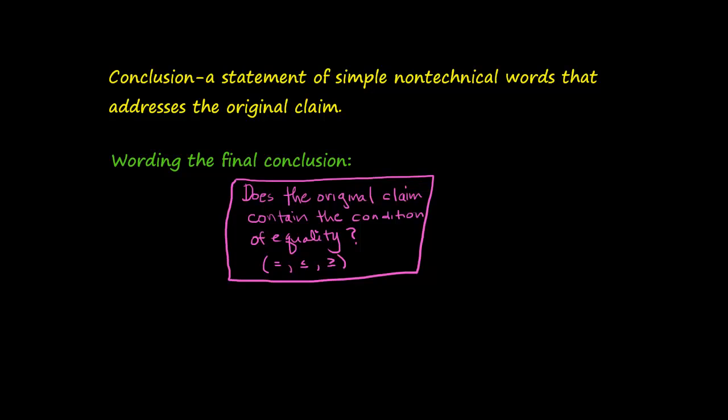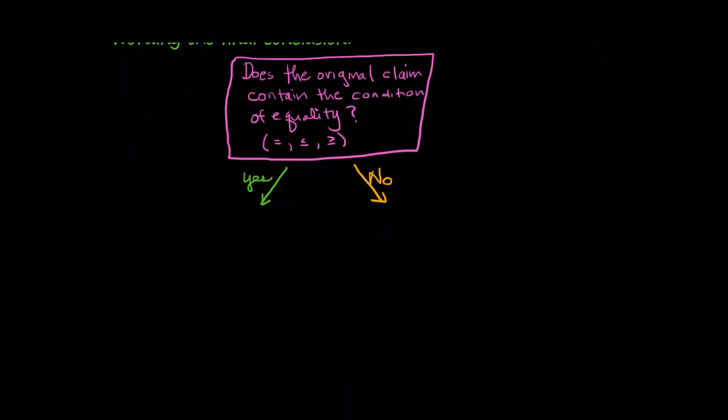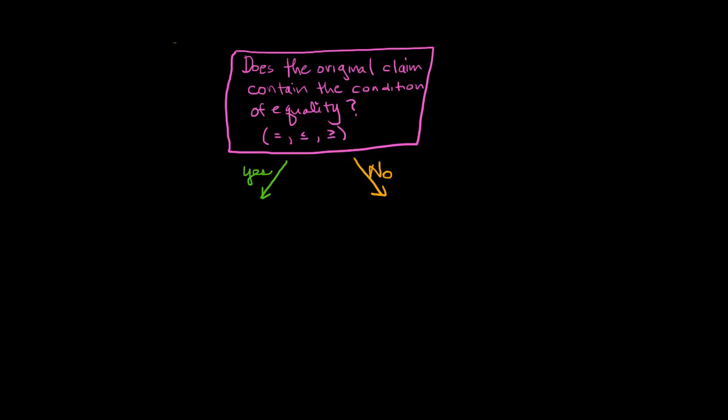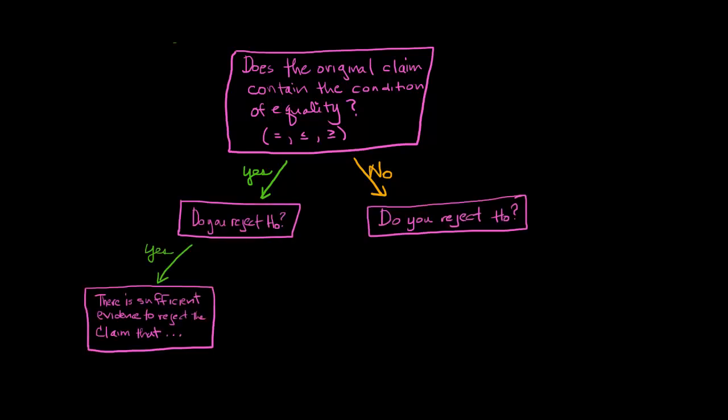The first question we ask ourselves is, does the original claim contain the condition of equality? In other words, was the original claim an equal to situation, a less than or equal to, or a greater than or equal to? That's the first question. So our answer is either yes or no. And after we answer yes or no, then in either case we ask, do you reject the null hypothesis?